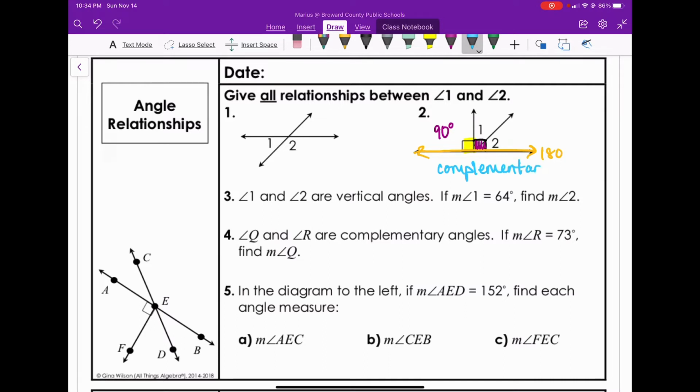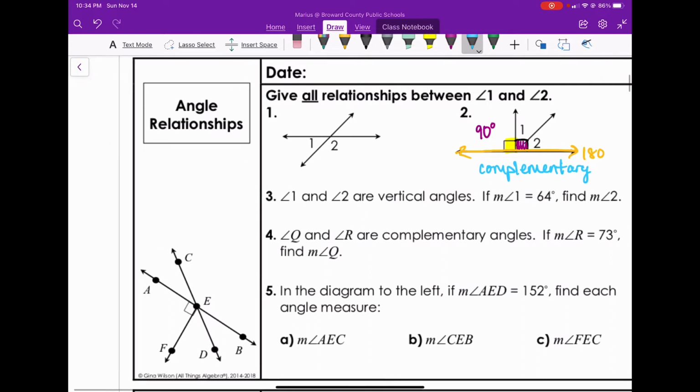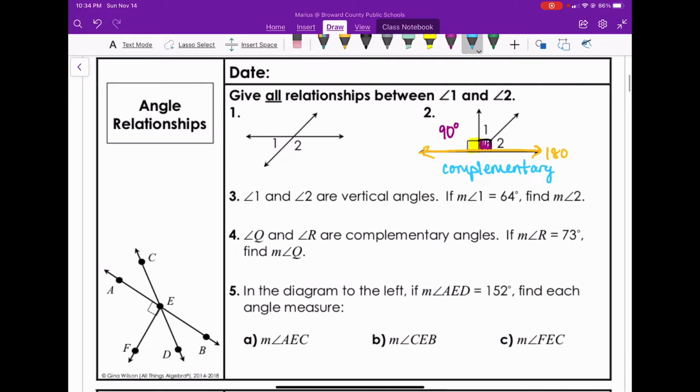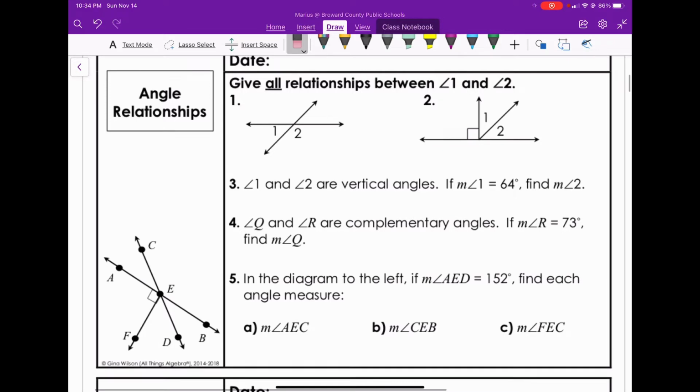Complementary angles are basically two angles that add to equal 90. So we could also say that they are adjacent. That's another way to describe these two angles. And that's it: adjacent, and they are complementary. So that's it for number 2. Let's take a look at number 3.